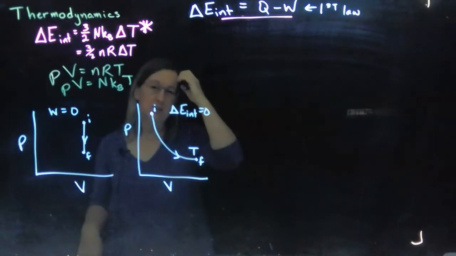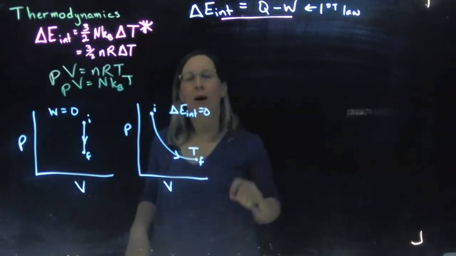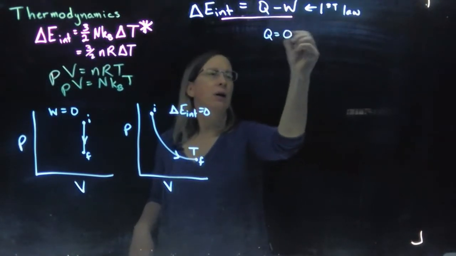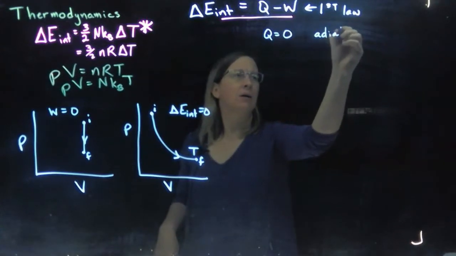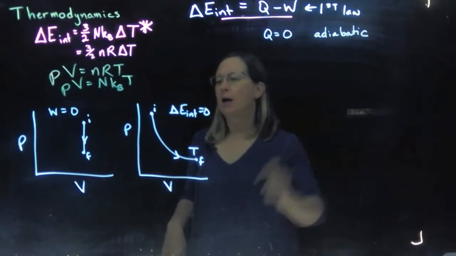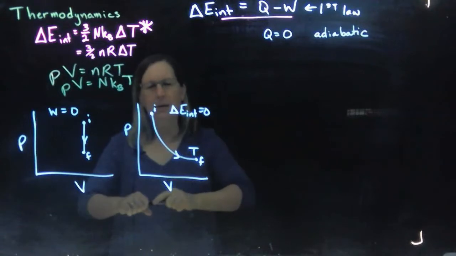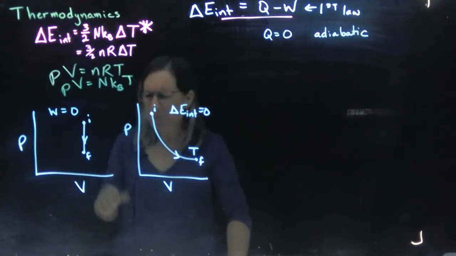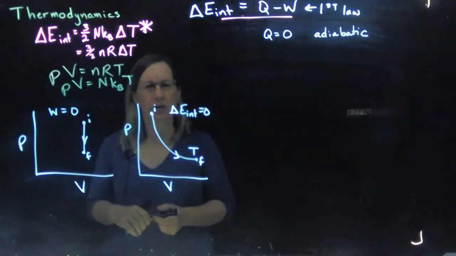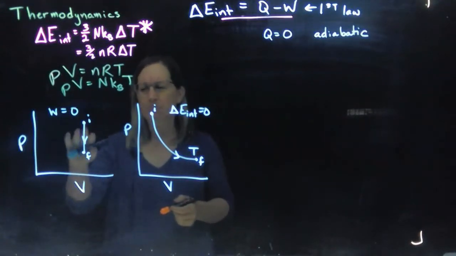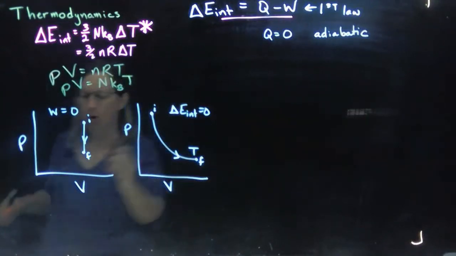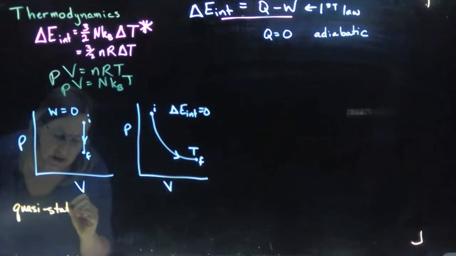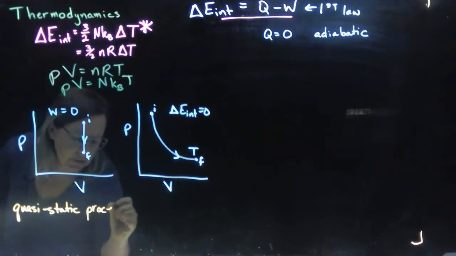And so it makes some sense that we would have the case where Q is equal to 0. So Q equals 0 is called adiabatic. And we need to say something about even just doing these kinds of drawings before we draw what's happening here. There's something implied when we can do a drawing like this, because what this means is that we have what's called a quasi-static process.